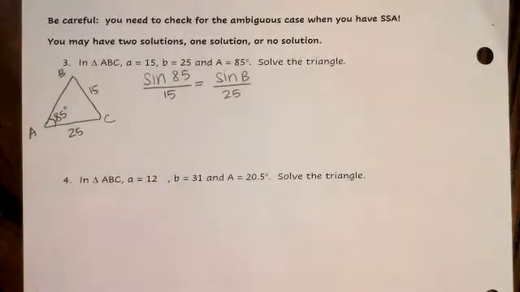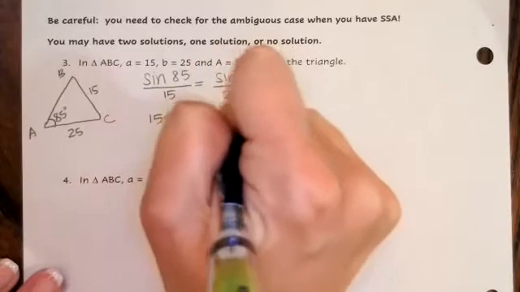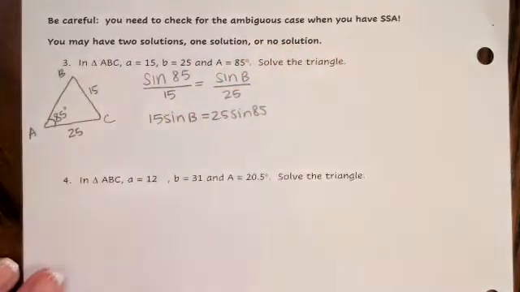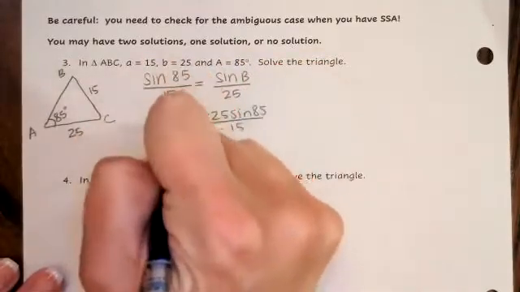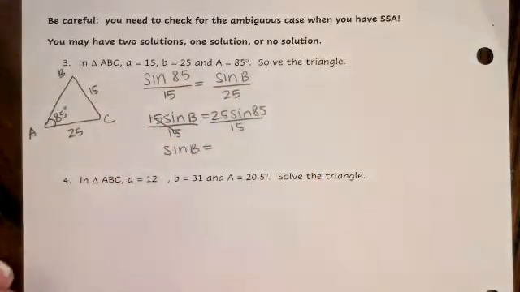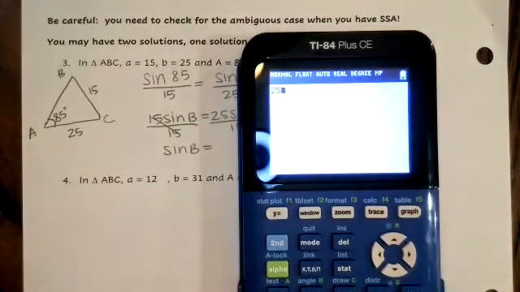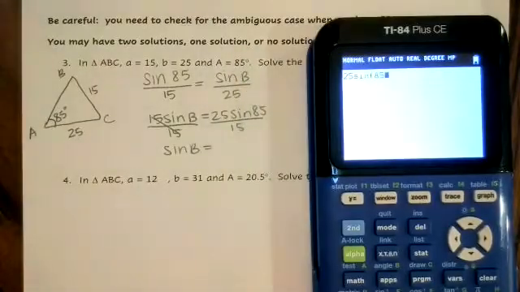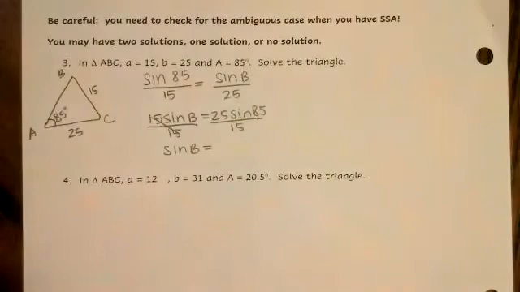Now I've got my proportion set. We cross multiply, just like we did before. And then I'm going to divide by 15 to get the sine of B by itself. We put this in the calculator just like we did before, so I'll show you that. 25 sine of 85, and then divide by 15. And so I've got 1.66, and it keeps going.